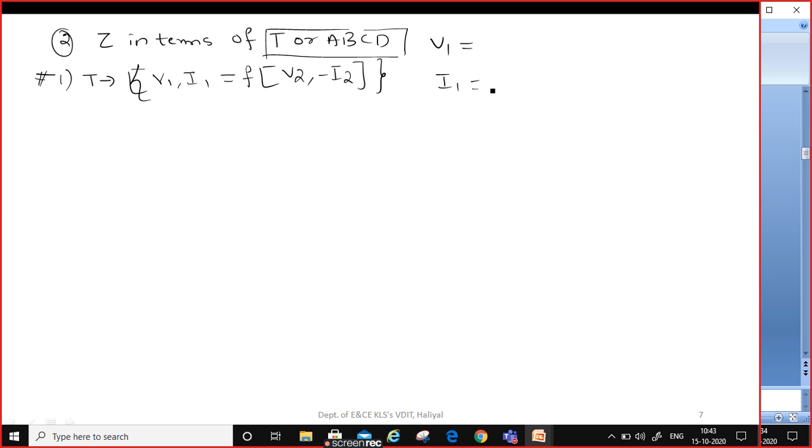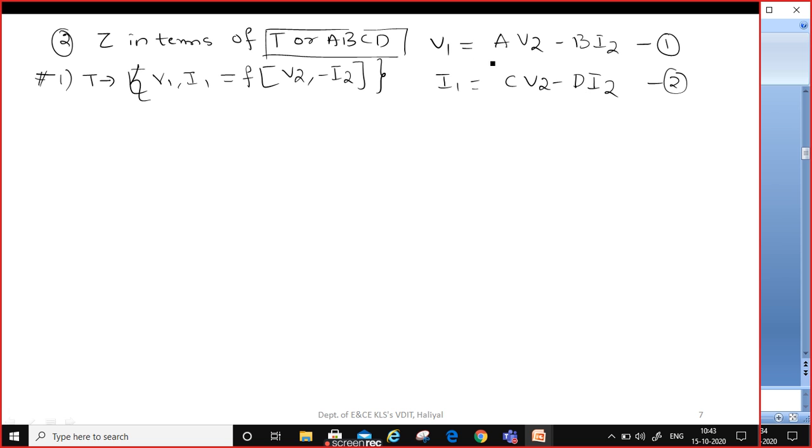V1 we express as A V2 minus D I2, and I1 as C V2 minus D I2. So call these equations 1 and 2 for this expression here.